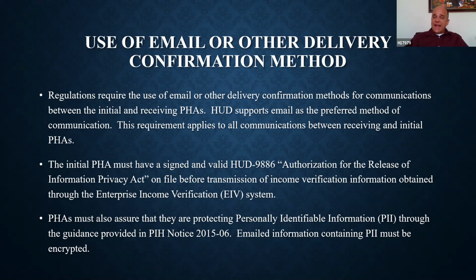The initial PHA, before sending any information to the receiving PHA, must have a signed HUD 9886 on file. This is the authorization for release of information under the Privacy Act. Keep in mind that these forms are only good for 15 months. So when a family signs a form, all adult members must sign the form. And from the time that form is signed, it is only good for 15 months. My general recommendation to PHAs is that it runs for 15 months, but you might as well have families re-sign it every year at annual examination. That way you're never having to worry about whether the form is updated or not.